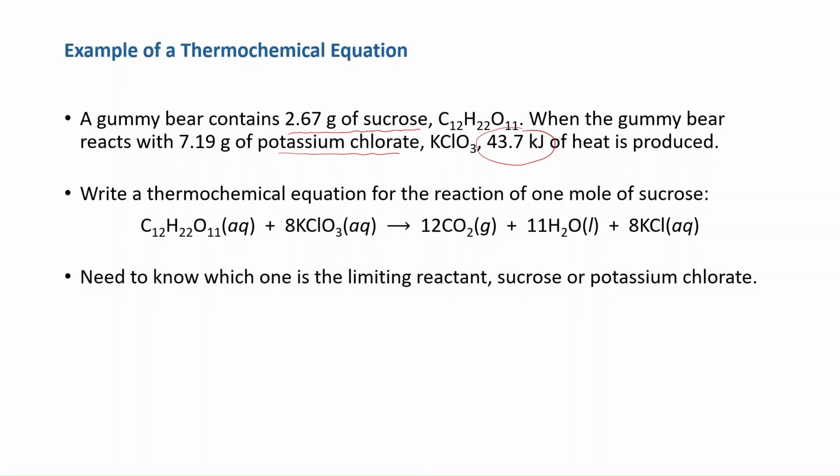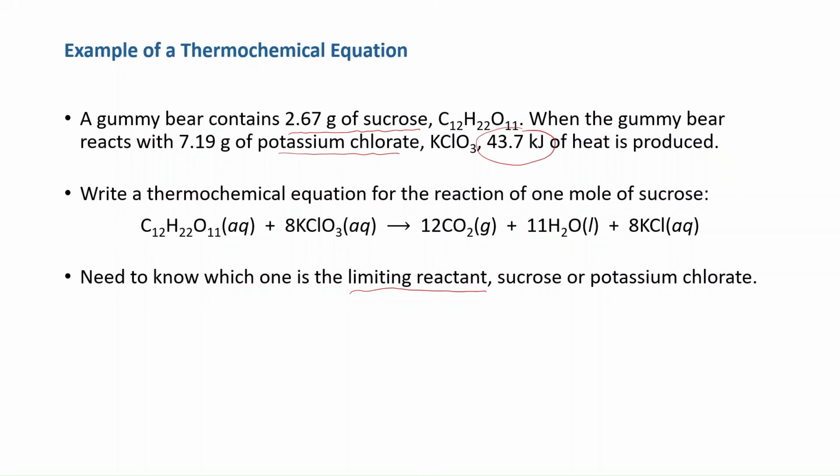First problem, they're giving us grams for sucrose and grams for potassium chlorate. So you have no idea which number you need to use to calculate. You need to know who is the limiting reactant, because the limiting reactant is going to be used up, and that's what is going to tell us how many moles you need to produce that amount of energy.